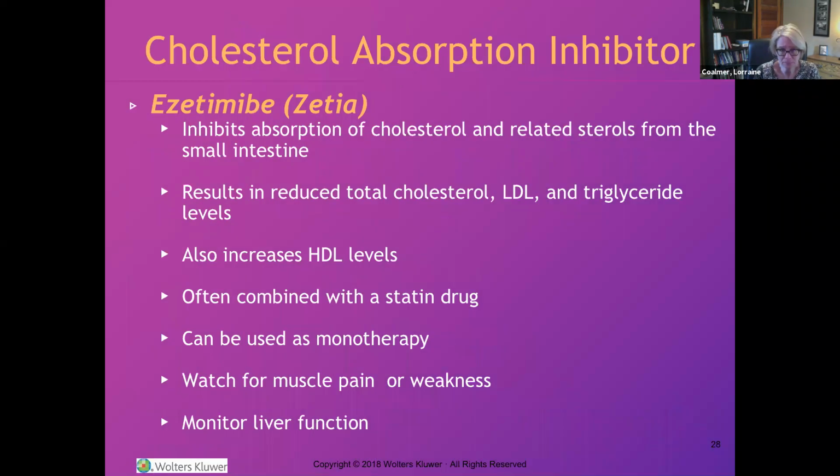Zetia inhibits the absorption of cholesterol, reduced total LDL and triglyceride. And then this is what my dad went on as well, but he stopped taking that too. Often combined with a statin drug, can be used as monotherapy, can be used alone. And then again, watch for muscle pain or weakness. And again, AST, ALT. And of course, you're going to monitor your lipid levels in all your patients who are on any type of medication for your cholesterol.